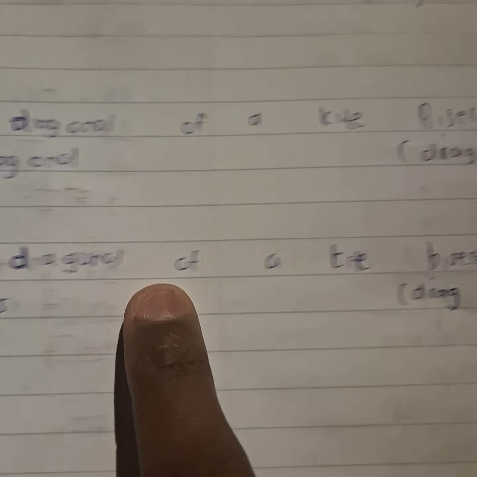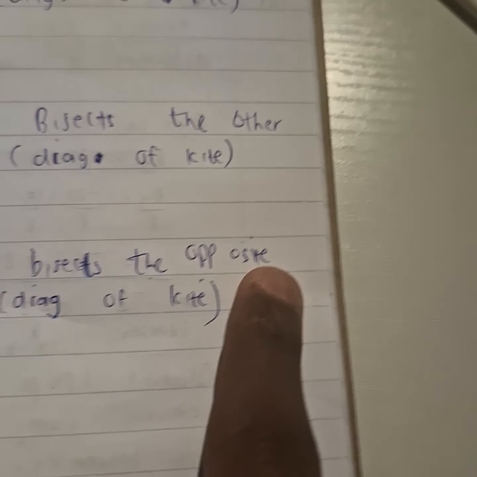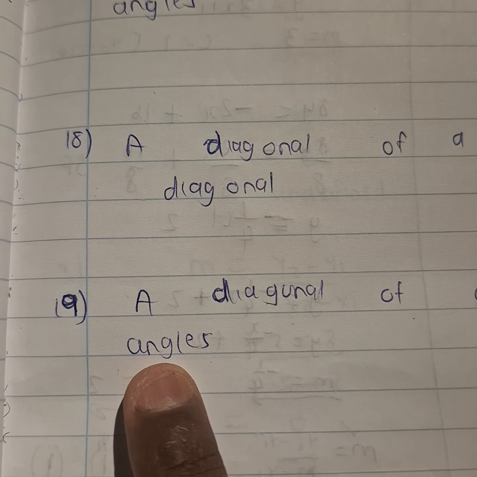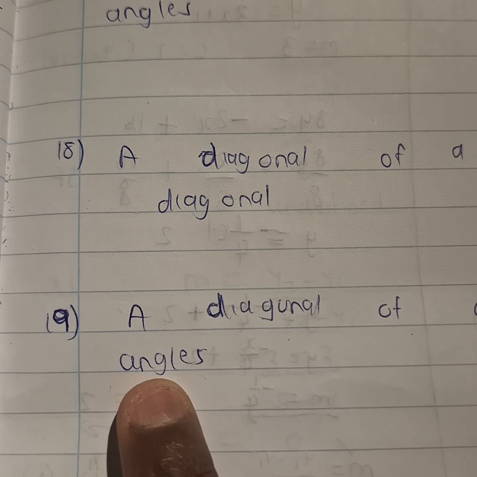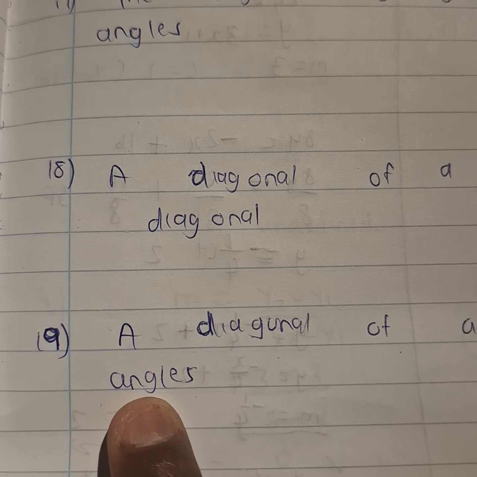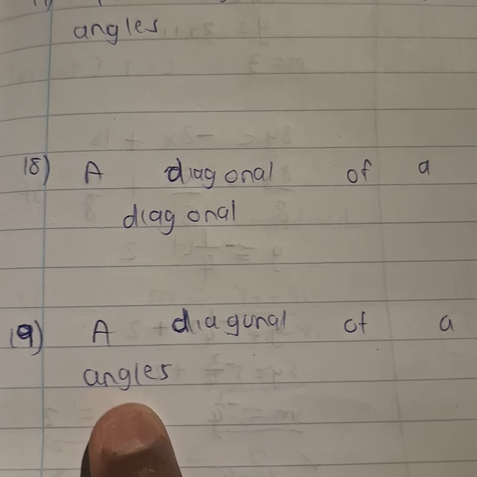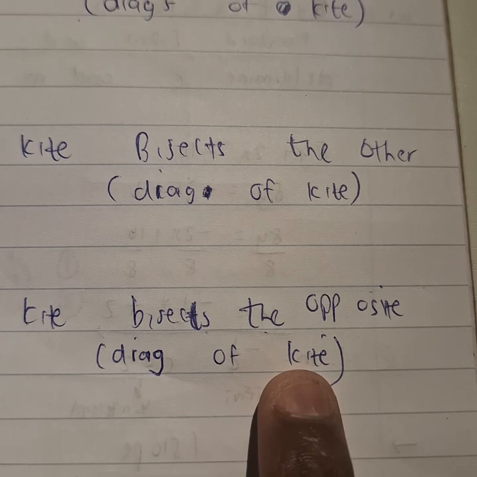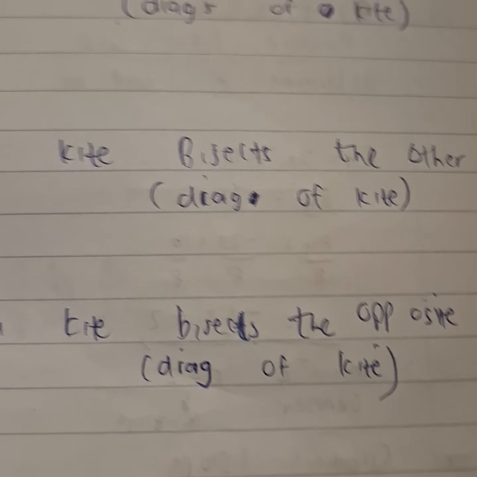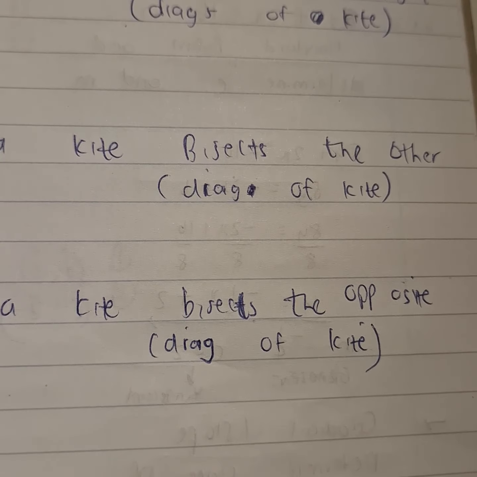Number 19, a diagonal of a kite bisects the opposite angles. We know that the long diagonal does that. The long diagonal will bisect the two corner angles at the top and the bottom. So that basically stated, we use this reason: diag of kite.